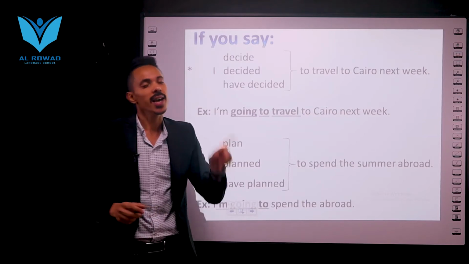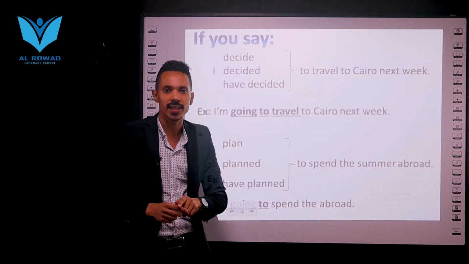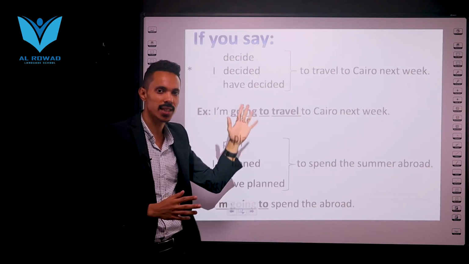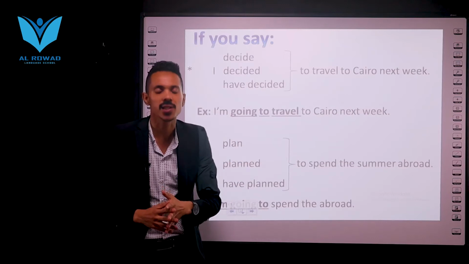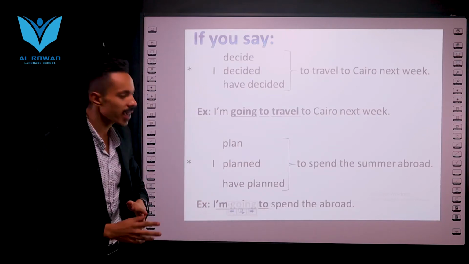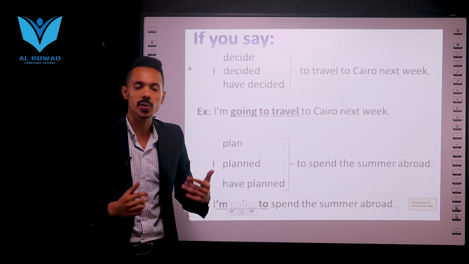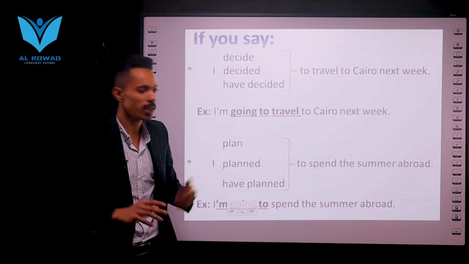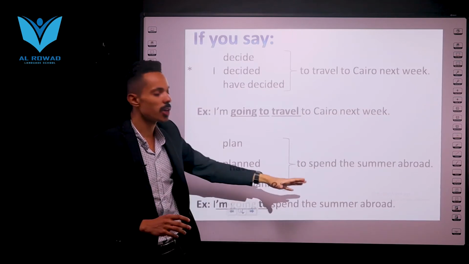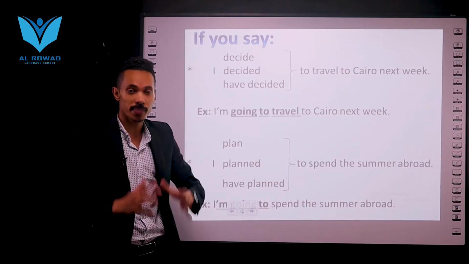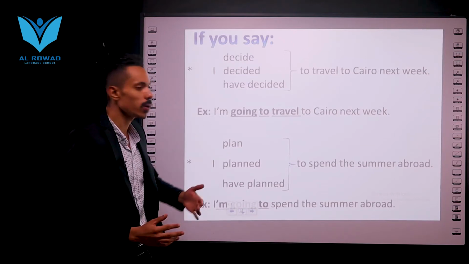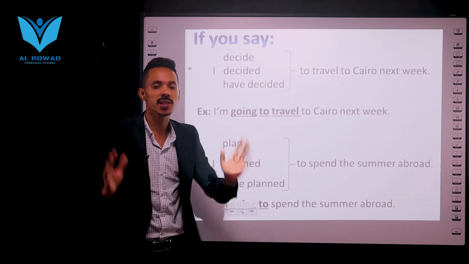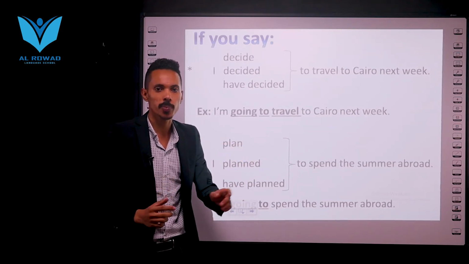This makes us understand that be going to equals decide, or decided, or have or has decided. And also for the second example, we have a second way to talk about future plans. You can say only, I'm going to spend the summer abroad. So also be going to equals plan, planned, have or has planned. They are the same way to talk about future plans.